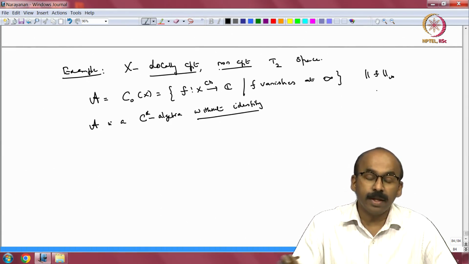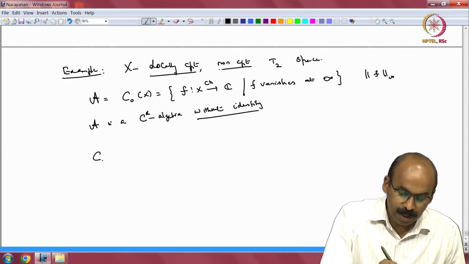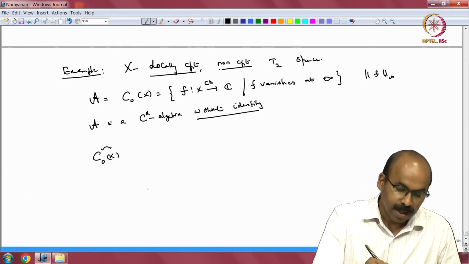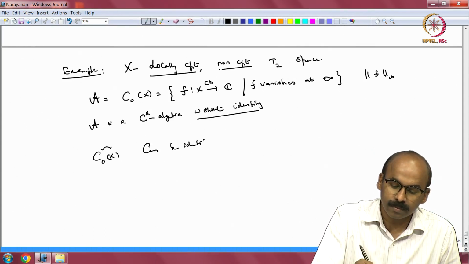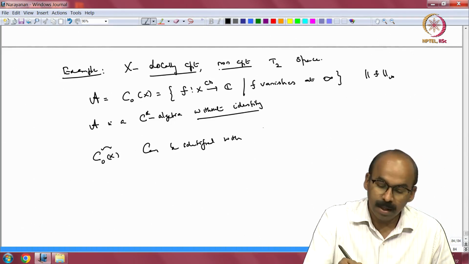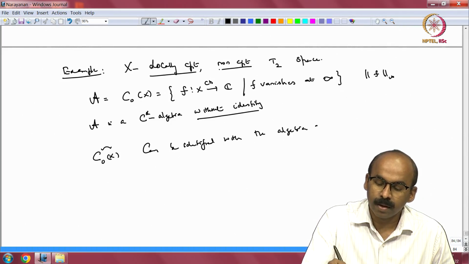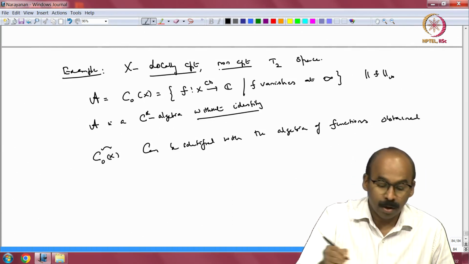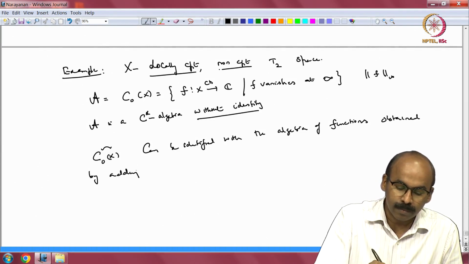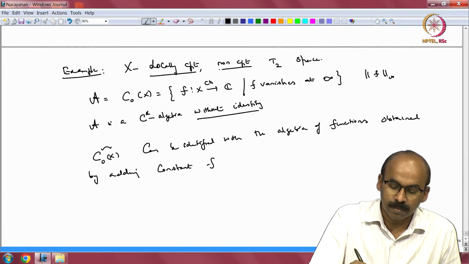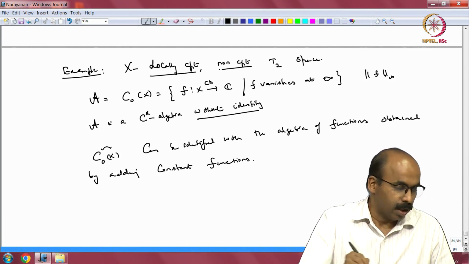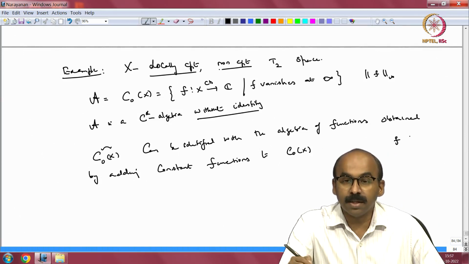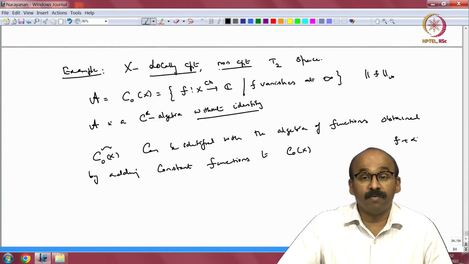Now, how do we bring in identity? You just add constant functions. Okay. So, I will be brief here because we will look at it in more detail later. So, the C0 of X tilde, that is attaching the identity, can be identified with the algebra of functions obtained by adding constant functions to C0 of X, right. So, you look at a function in C0 of X and you add a constant to it, alpha is a constant function, right.